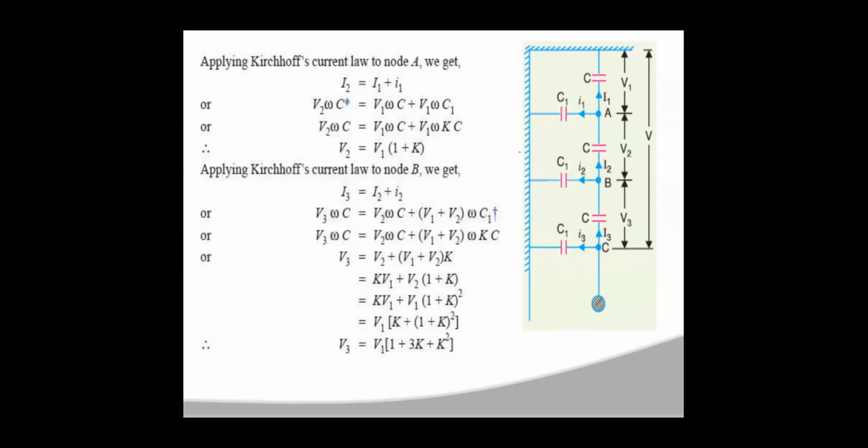So I2 is the current flowing through the disk 2. Across the disk 2 the voltage is V2, so you can write this as V2 omega C. And I1 is V1 omega C. I1 is the current flowing through the disk 1, so the voltage across disk 1 is V1. So it can be written as V1 omega C plus small i1. Small i1 is the current flowing through the shunt capacitance C1, right?